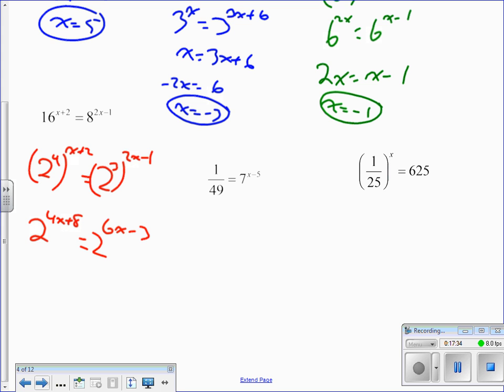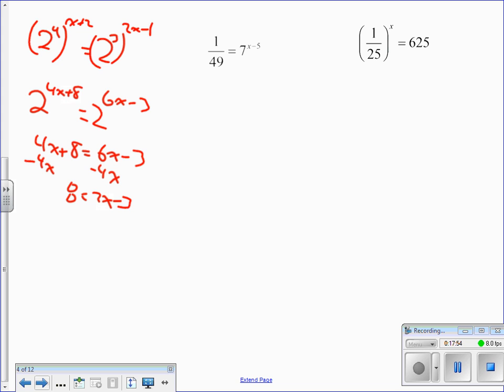Now I have 2 to some power equals 2 to some power. My two powers are equal. 4x plus 8 equals 6x minus 3. Subtract 4x. 8 equals 2x minus 3. Add 3, 11 equals 2x. x equals 11 halves. It's a tough one because I can't write them naturally as the same base, but I can eventually get there.